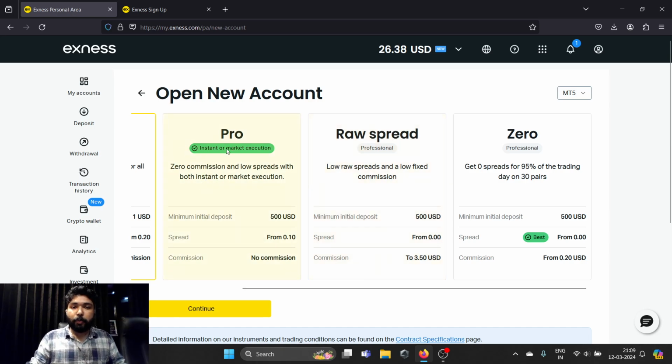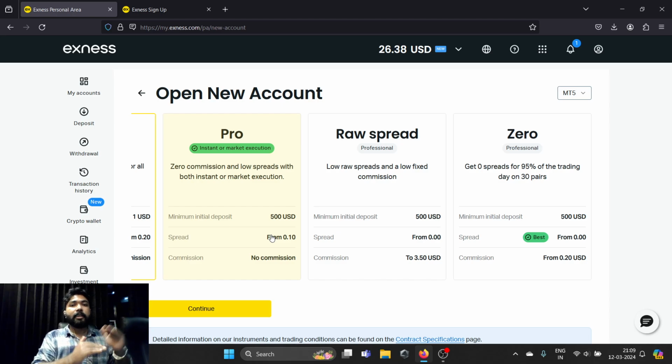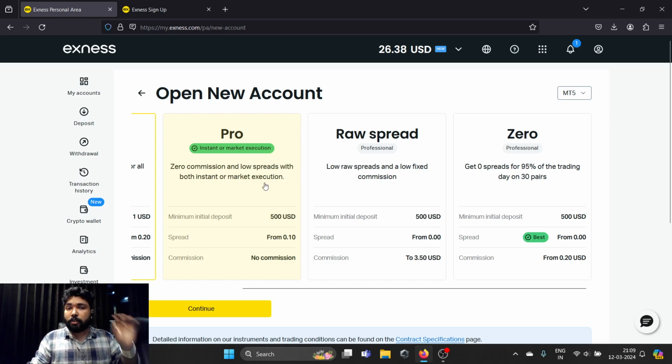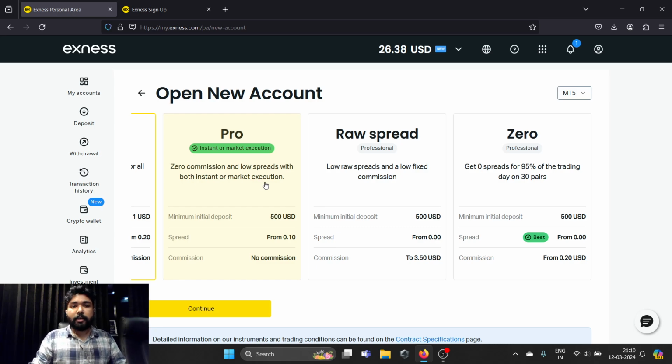So I would explain what is pro. Here you can see it is instant or market execution. It's mostly like if you're going to buy a stock for 100 rupees, it's going to be executed at just that price point. It won't be 101, it won't be 102, but most probably it's not exactly that point. There would always be some difference. Like I said, it depends upon your currency pair, the time, which session you are trading, things like that. So zero commissions and lower spread, they are not saying that it is going to be zero spread. It is going to be lower spread, with access to both instant and market execution.